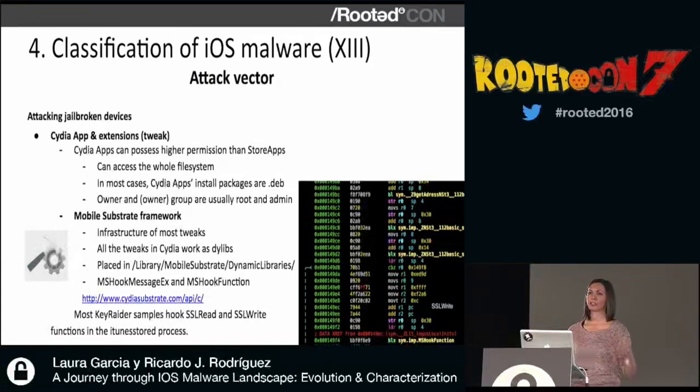Attack vectors for jailbroken phones. We can use applications in Cydia or extensions and infected libraries. You must bear in mind that an application from Cydia will have more permissions than anything you can download from the official Apple Store. You can access the file system. If you have jailbroken your phone, you know what I'm talking about. You probably know about e-file.